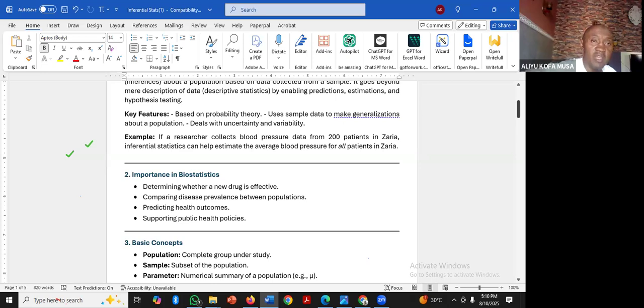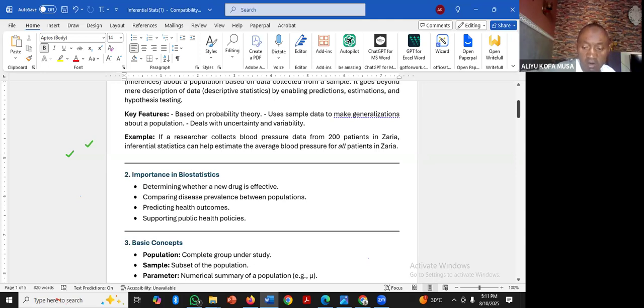You can say COVID-19, as we have seen, is very, very stubborn to older people, unlike younger generations. How did they arrive at that? It's from this kind of statistical tool. So you need to understand that understanding inferential statistics will guide you to compare prevalences of diseases between populations. It can also assist you to predict health outcomes, as we are coming to see in public health policies.